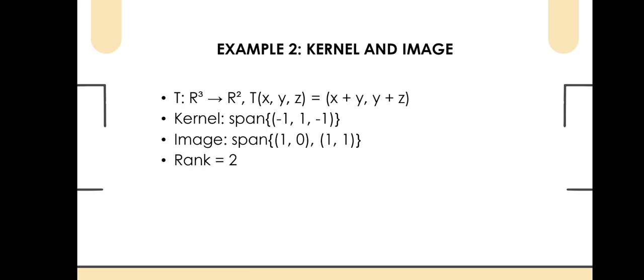Example 2, kernel and image. Now for a more detailed case, let T map R cubed to R squared defined by T(x, y, z) is equal to (x + y, y + z). The kernel of T is the set of vectors that map to 0, which here is the span of (1, -1, 1). The image is the span of vectors (1, 0) and (1, 1). So the rank is 2.